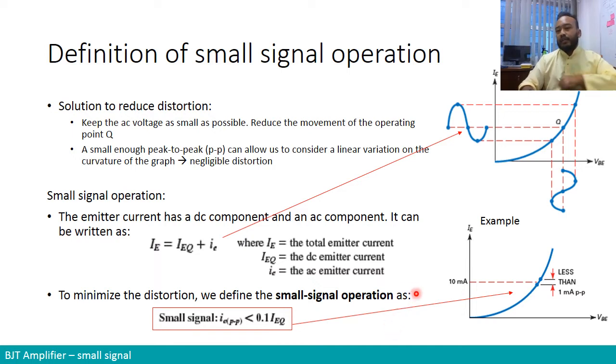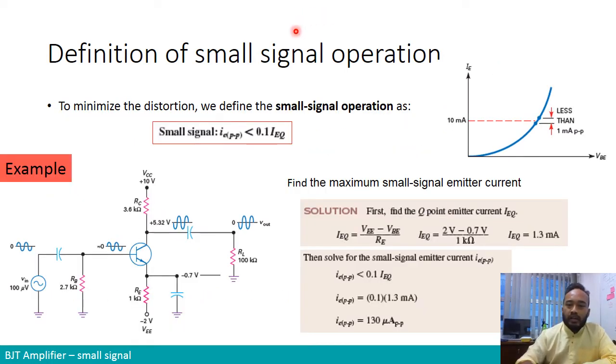That is the first thing that we need to verify in our amplifier to make sure that we don't have a lot of distortion in the amplification process. So here we have an exercise. We know the condition: peak-to-peak current smaller than 10 times the DC component. So for example, if we have our circuit over here and it's given with certain parameters, and you are asked to find the maximum small signal emitter current, what you need to do is first to find the point Q, of course, right? To find the point Q.